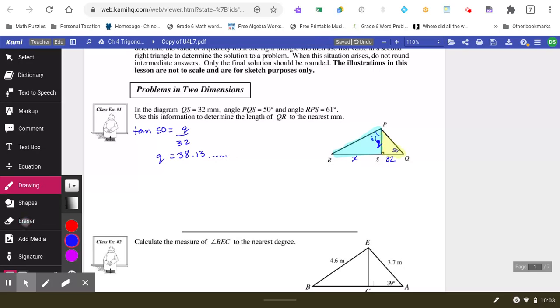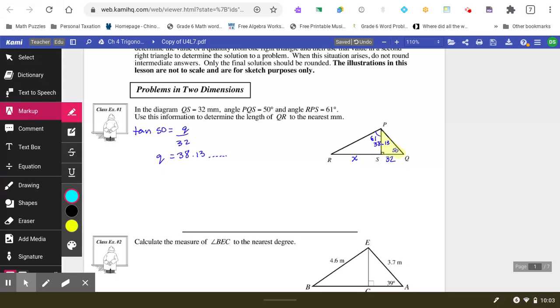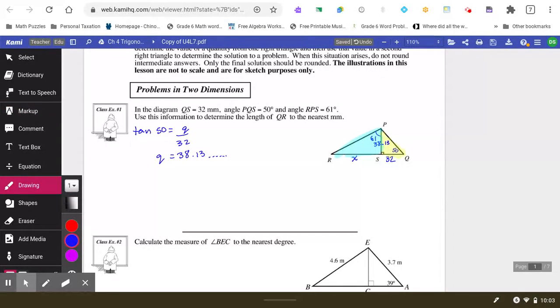All right, so then I now know what this q is. It's 38.13. So now I can use the blue triangle and find X. So it's opposite and adjacent again. So tangent of 61 is equal to opposite over adjacent. And when I do that math, I get X to be 68.79 and some more stuff. Find the entire length, add 32, and you will get 101 to the nearest millimeter.